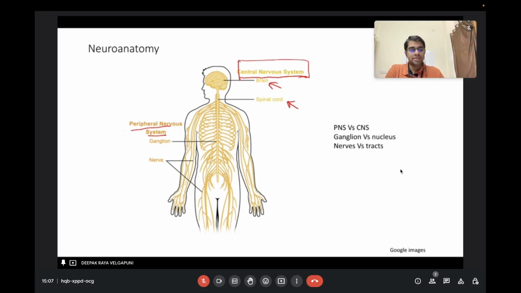So some terms are given different names depending on whether they are in the central nervous system or peripheral nervous system. Whatever is called a ganglion in the peripheral nervous system, a group of cells, is called a nucleus in the brain and spinal cord. Nerves are called tracts in the brain. So there are some terminology differences depending on where a particular anatomical structure is located, either in the central nervous system or peripheral nervous system. This is a big picture view of anatomy and anatomy terms.